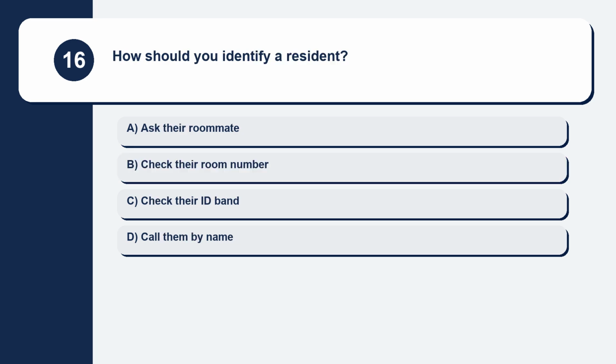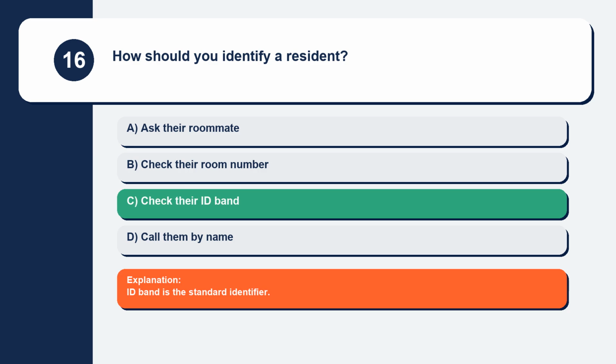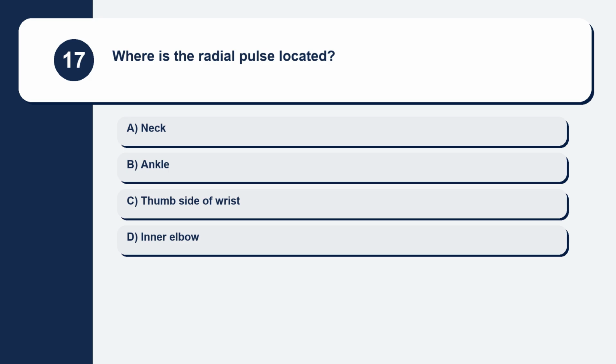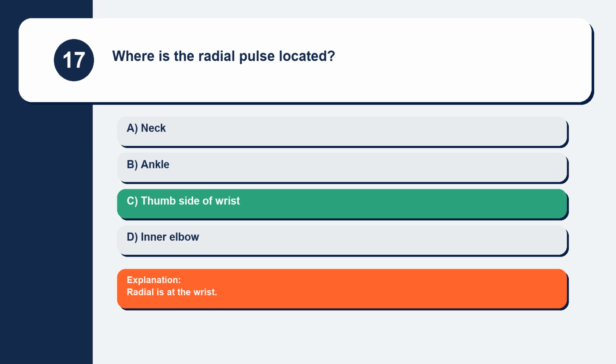Question 16. How should you identify a resident? Ask their roommate, check their room number, check their ID band, call them by name. ID band is the standard identifier. Question 17. Where is the radial pulse located? Neck, ankle, thumb side of wrist, inner elbow. Radial is at the wrist.